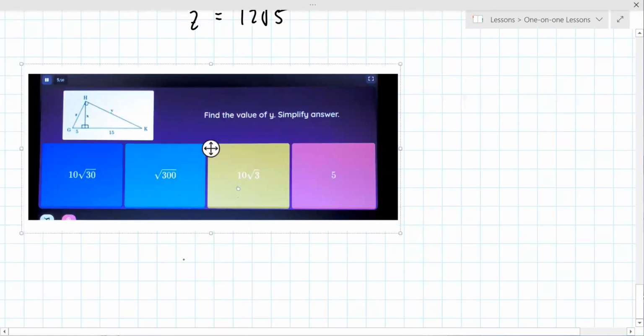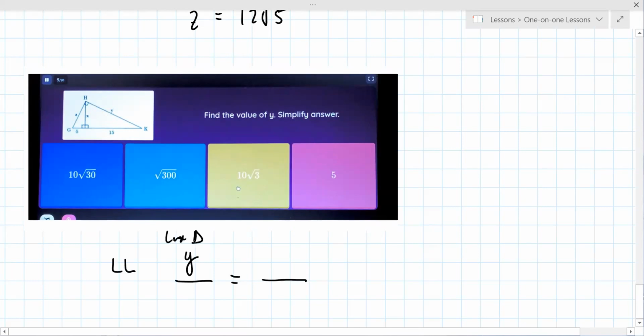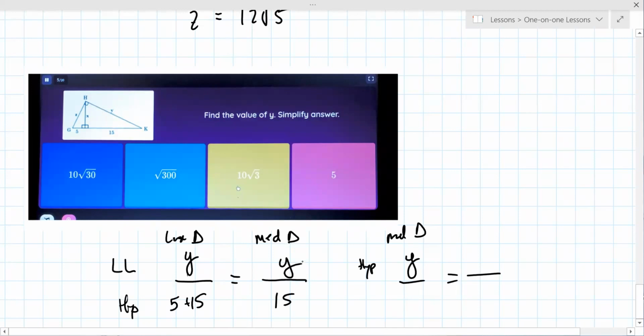So y is what you're trying to find, and the problem is that y is two things. It's the long leg of the large triangle, but when you look at the picture, it's also the hypotenuse of the medium triangle. So you have to decide, what else do we have from the large triangle? We do have the hypotenuse of the large triangle. That's 5 plus 15. So do we have the long leg and hypotenuse of another triangle? We do. Of the medium triangle, the long leg is 15 and the hypotenuse is y.